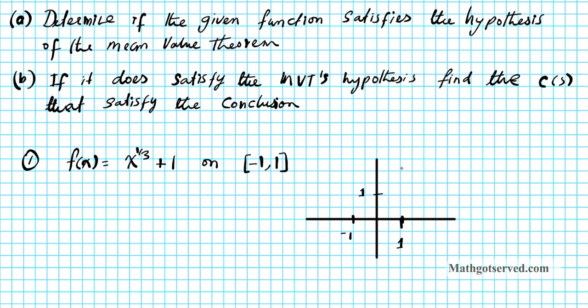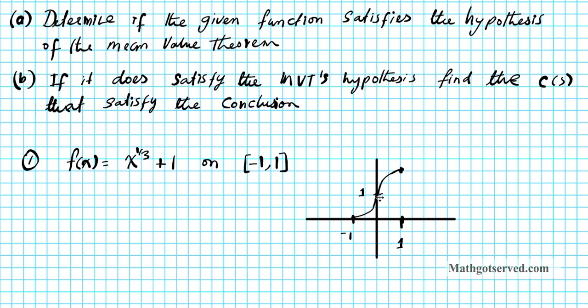Okay, so it's going to go up here and then here. This function is very interesting. It looks something like this, and then curves out like that. What happens with this function is that it has a vertical tangent at x equals 0. Okay, it has a vertical tangent.